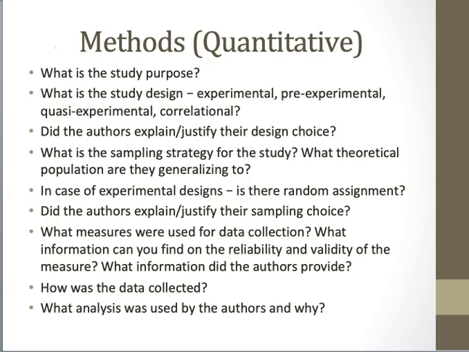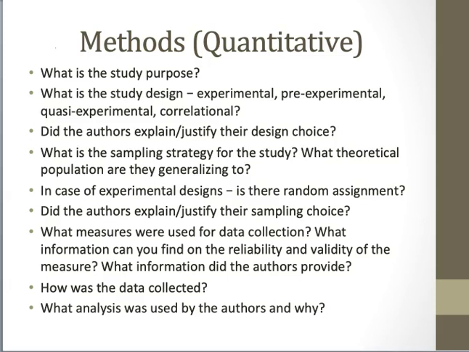And then what is the sampling strategy for the study, as well as what's the sample size? And what theoretical population is the study generalizing to? Now, in most cases, it's unlikely that the authors would have identified what theoretical population the study is generalizing to. So what is your idea of what the theoretical population is that they are generalizing to based on the sampling strategy that they used?